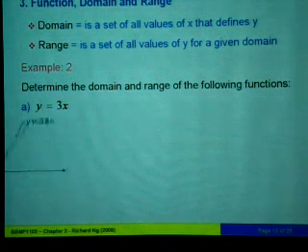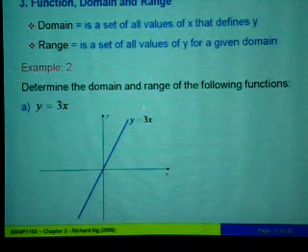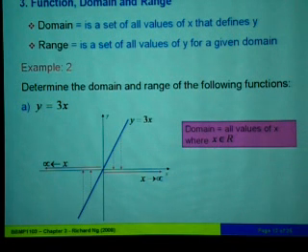In this example, we are asked to determine the domain and range of the following functions. Okay, the first line, y equals 3x. So the first step is to draw the line. Then take a point from the line and draw a dotted line towards the x-axis. Alright, so we draw dotted lines towards the x-axis.